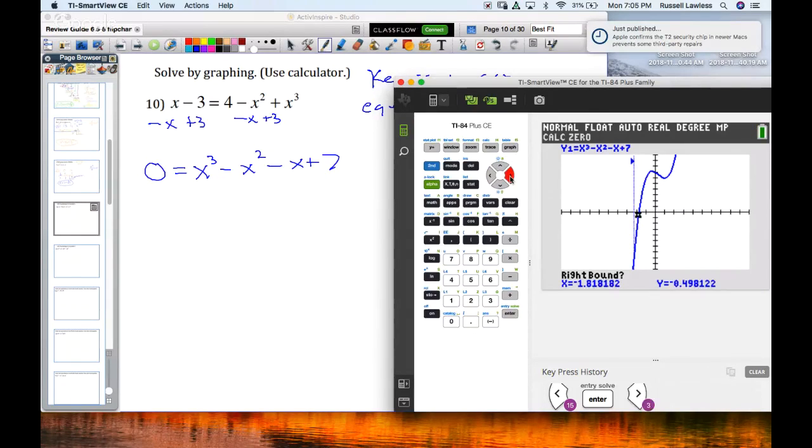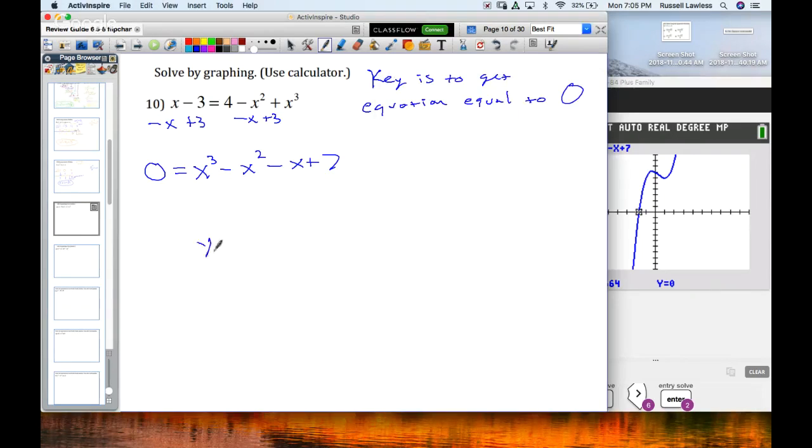I'll hit enter there. And now I need to find a value that is less than -2 and greater than -1, which in this case would be -1.3. I can use any of those values. So when I do that, I'll get the left and the right bound, then hit enter, and it should be -1.77664. I'm fine if you just round it to -1.78.